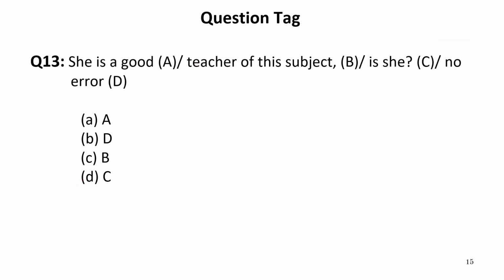She is a good teacher of this subject, is she? She is a good teacher. It means the statement is positive. So the question tag has to be negative using the helping verb is. So it should be like isn't she. Again, our answer is D because this C part is in D option. So our answer is D.